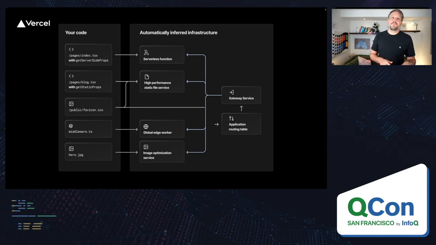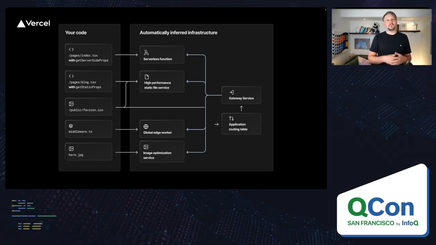On the left, you have some files that you'll find in a typical Next.js application. Let's go through that. The first one up top under your code is pages/index.tsx, and it has a function called getServerSideProps. Now, what it means when that function is present, again, this is the dialect of the framework, is that every time that page gets invoked, I have to run some compute. And that is why our compiler provisions a serverless function to actually execute that compute.